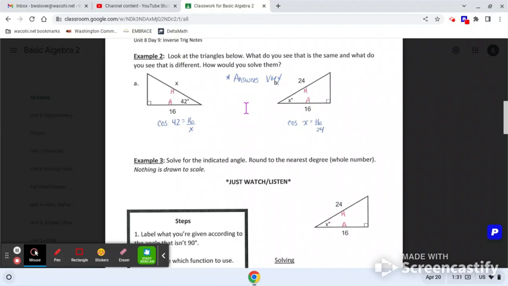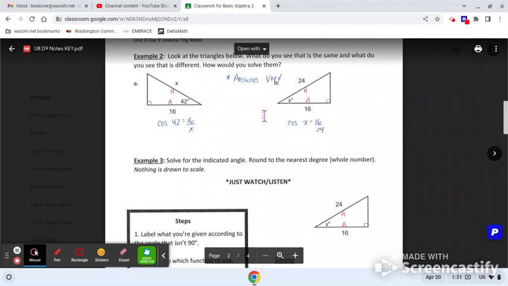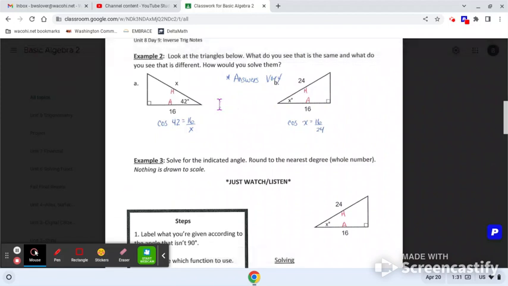So I have answers will vary because this isn't the only thing. Maybe you noticed that they all had the same numbers. Maybe you noticed that they were both triangles. Maybe you noticed that the variable x is what you're using in both of them. Okay, all of those are valid. That's why it says answers will vary. I don't know what you are going to discover.